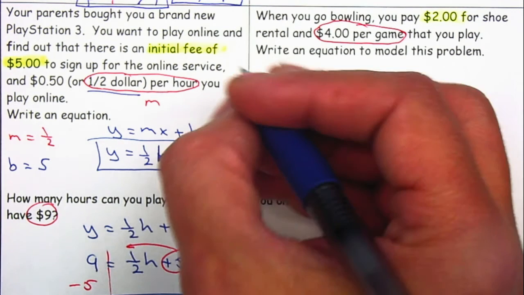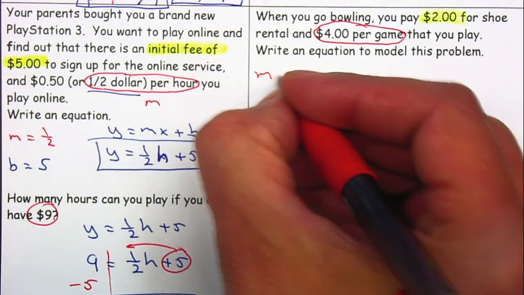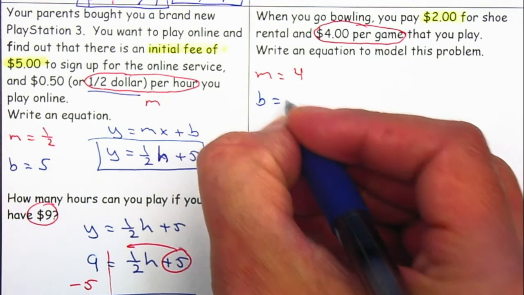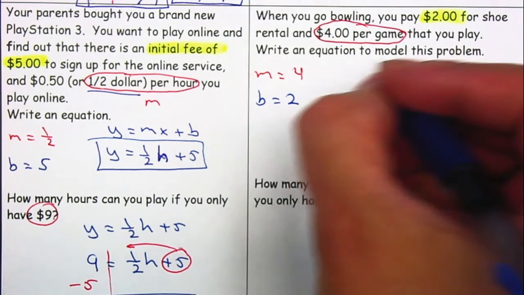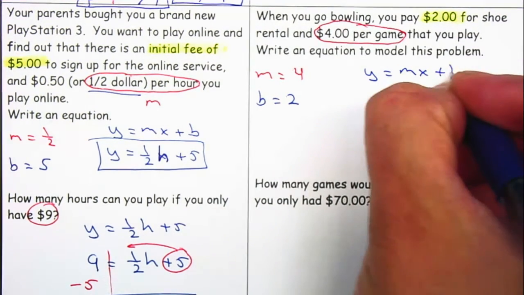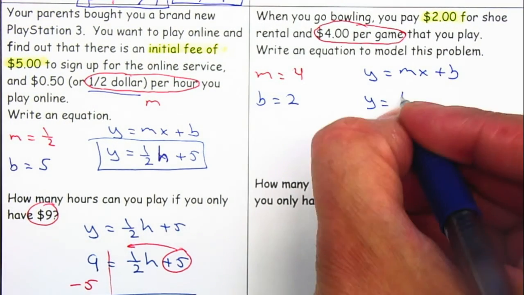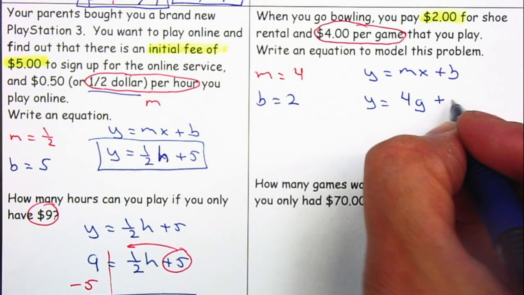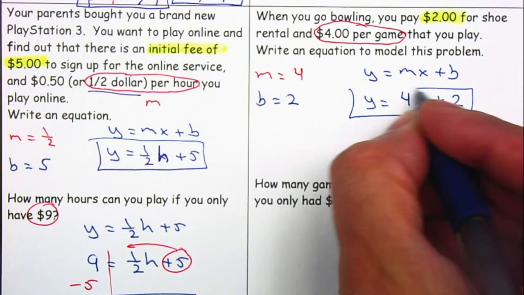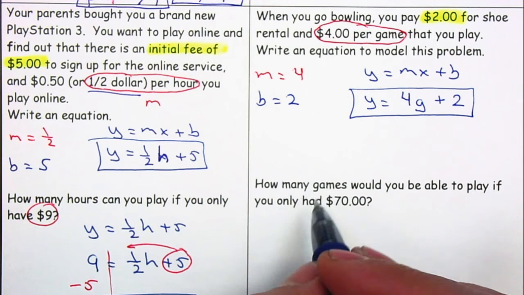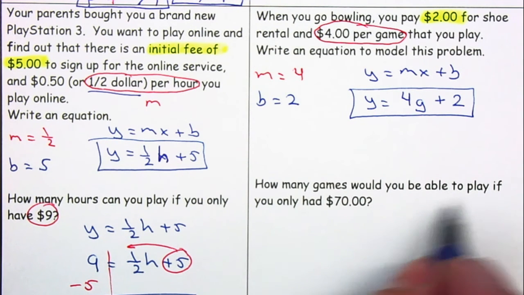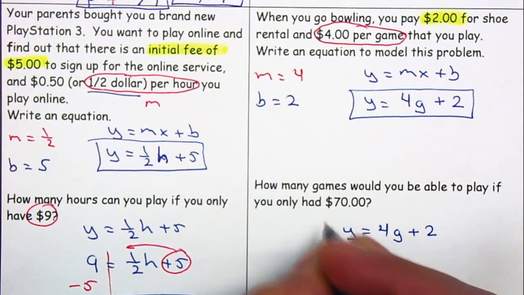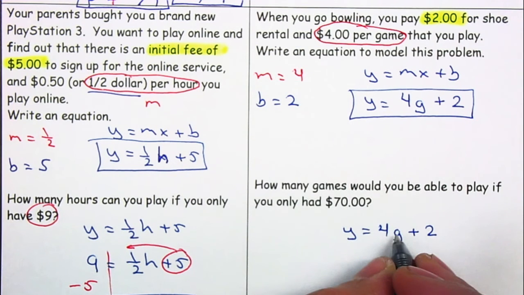Let's write the information on the left. Your slope is going to be 4 per game, and your b will be 2. Your equation is y is equal to mx plus b. So y is equal to 4, and let's use g, $4 per game, plus your initial fee, which is 2. Now the question is, how many games will you be able to play if you only had $70? So I need to decide, am I going to plug in the 70 into the y, or into the g?